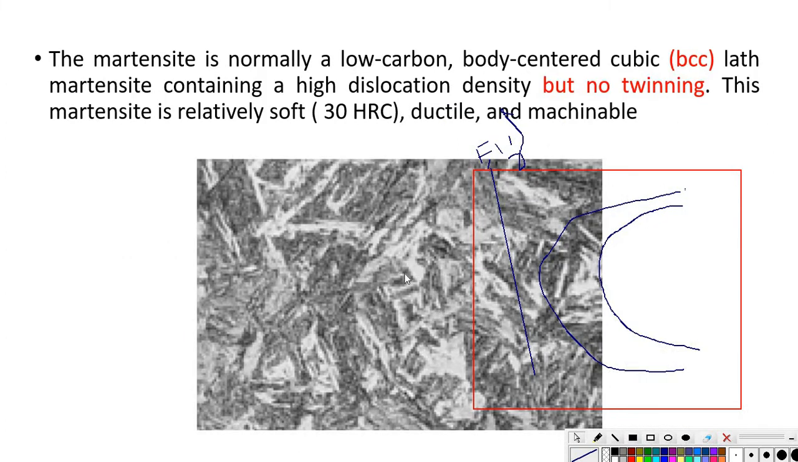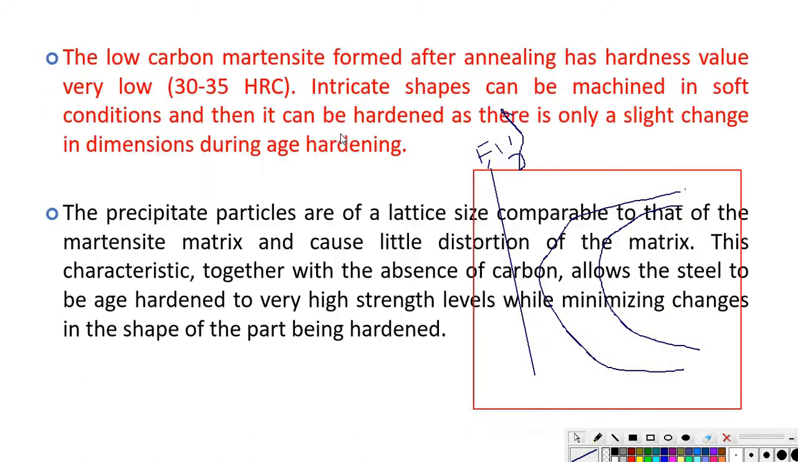So this is another one. It has a BCC crystal structure, but without any twinning. There is no twinning, and it is relatively soft. We can see the hardness is only 30 HRC. So it is almost ductile and machinable. So we can convert this lath martensite to any product. We can make connecting rods or tooling or gears. Everything can be made from the lath martensite because of its very low hardness.